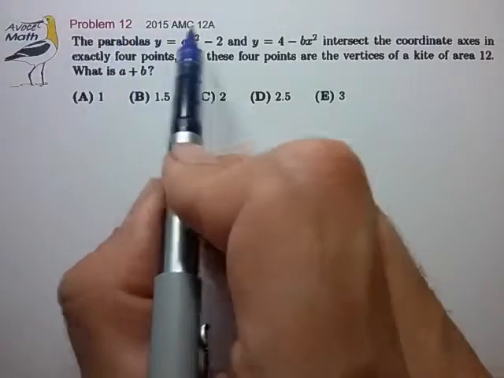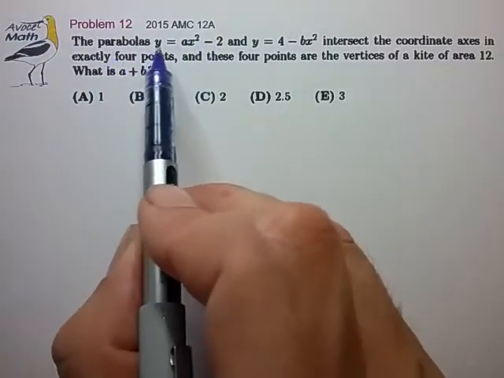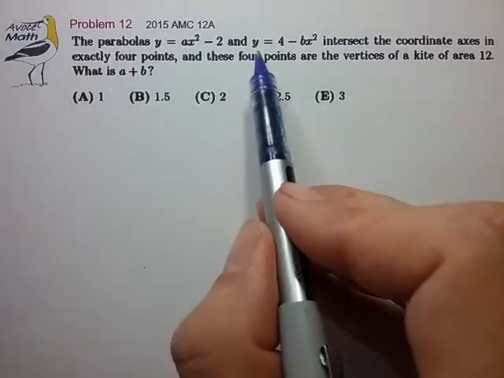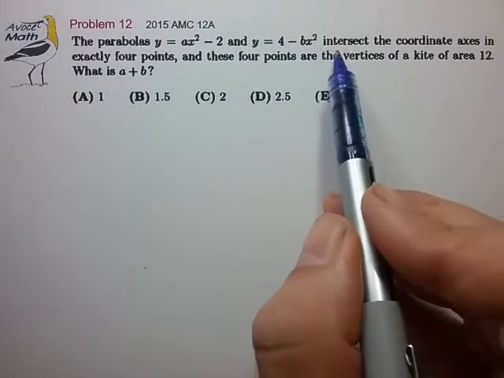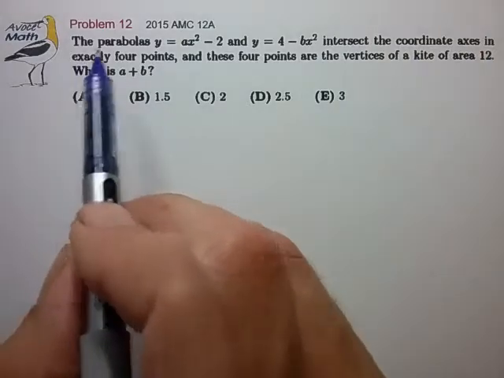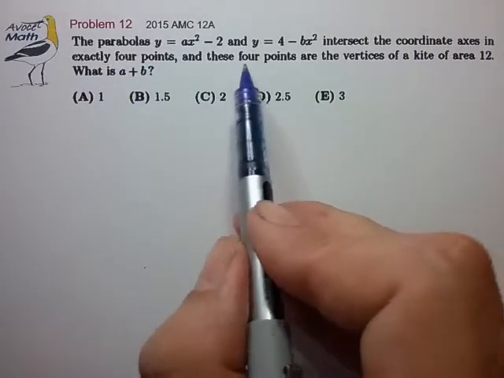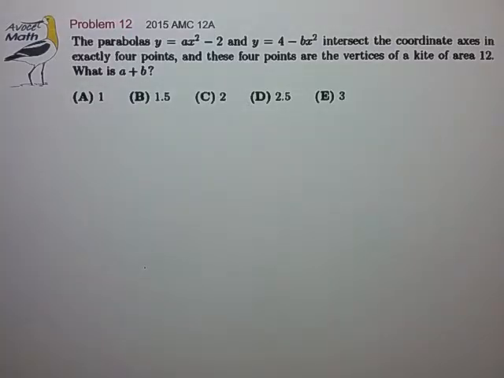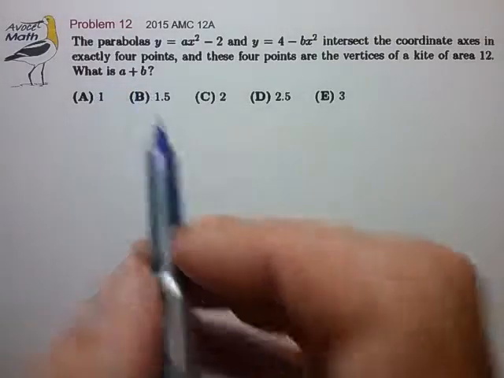Hi, this is problem 12 of the AMC 12A. Parabolas y equals ax squared minus 2 and y equals 4 minus bx squared intersect the coordinate axes in exactly 4 points, and the 4 points are the vertices of a kite of area 12. What is the sum a plus b?